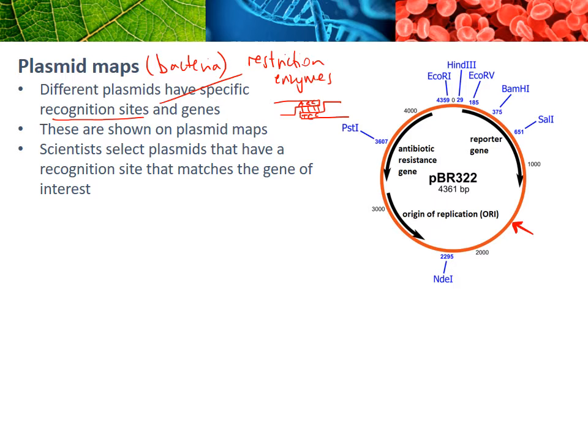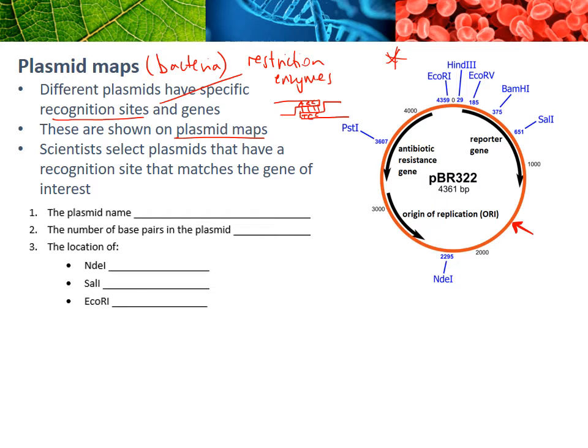Okay, so scientists have these maps of plasmids, or plasmid maps, and they will select a plasmid that has all of the things that they need for the specific gene of interest that they're going to use. What you really need to know about plasmid maps is how to read them, because this has come up in exams before. So this here is an example of a plasmid map, and I'm just going to go through the key things here. So the plasmid name, the name of the specific plasmid is this bit here.